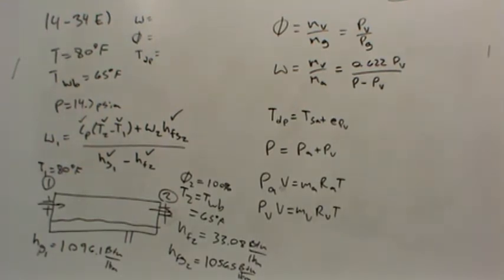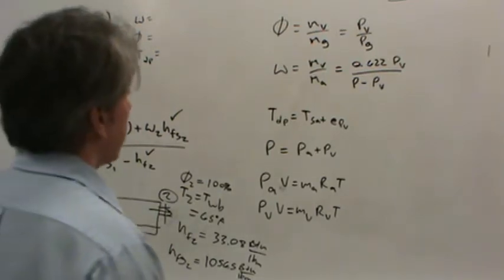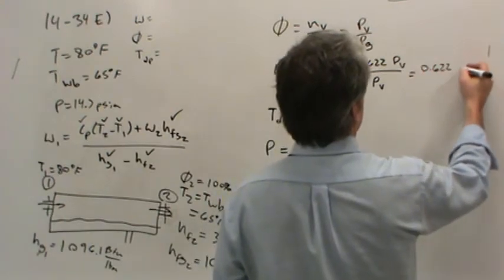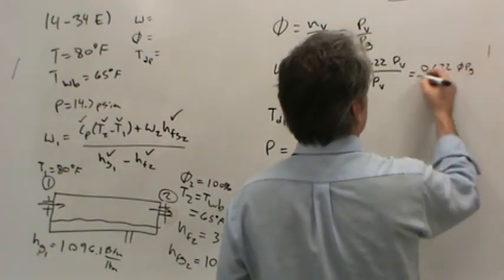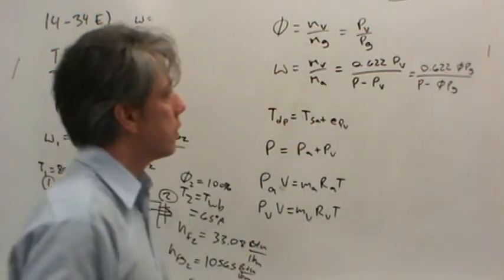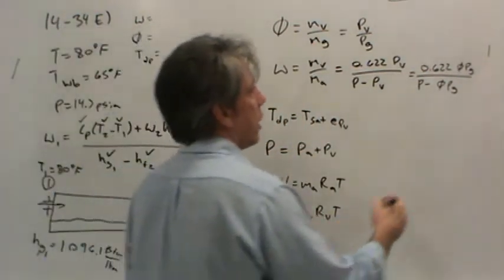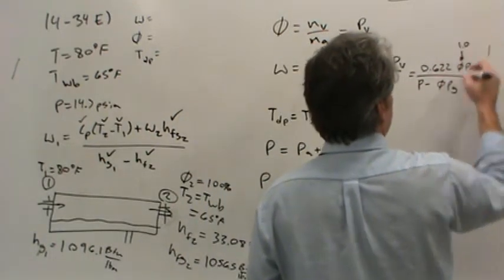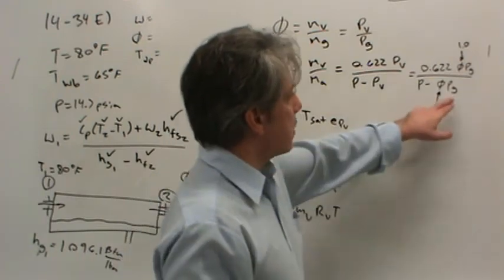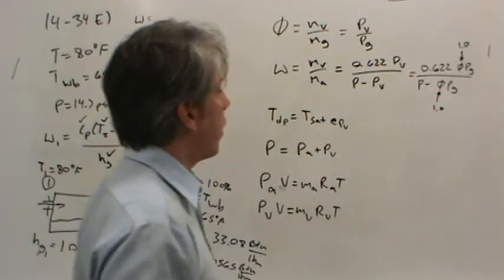We need to calculate the absolute humidity in state 2 from the relative humidity. Do we have an equation to do that? Well, sure. There it is. We know that this is going to just be 1. So all we need is the saturation pressure of the water.